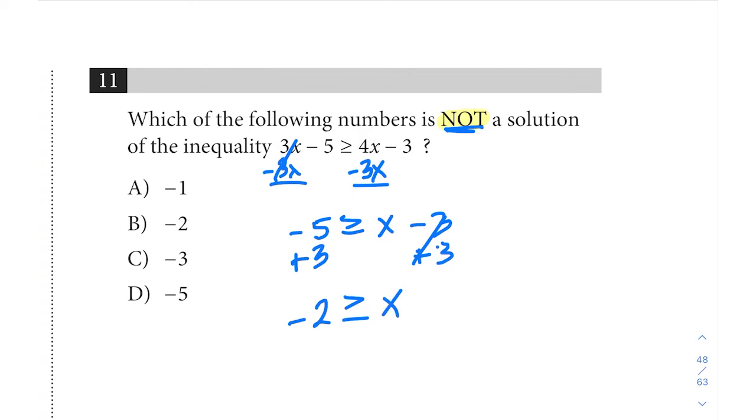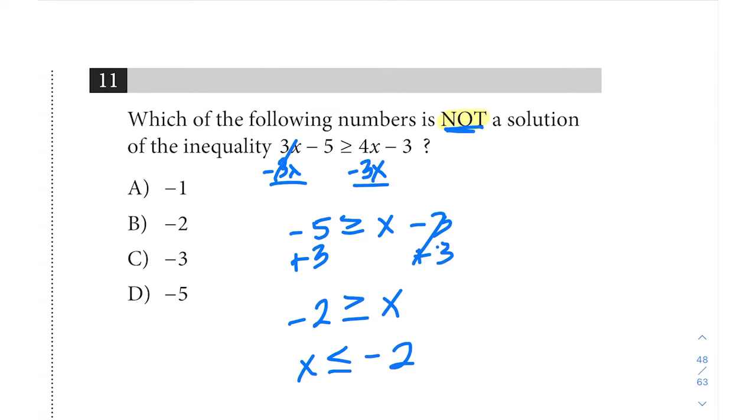Now from here, if it's more comfortable to you, you can switch this around and rewrite it as x is less than or equal to negative 2. So whichever way you, quote unquote, see it better, that's the way that you want to write it out. And so here, if we have x is less than or equal to negative 2, then that means that our solution set would include negative 2 and anything less than or equal to negative 2.